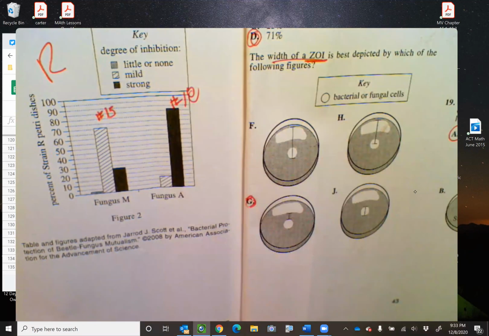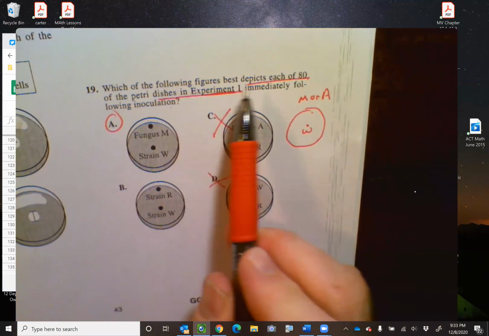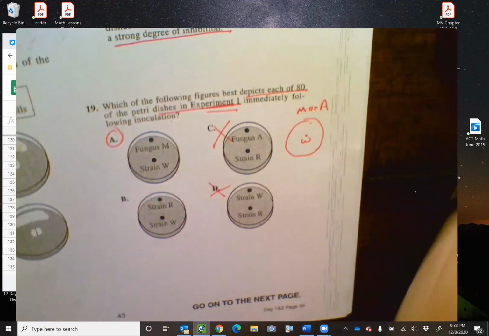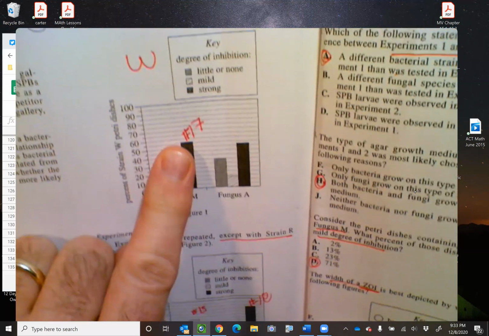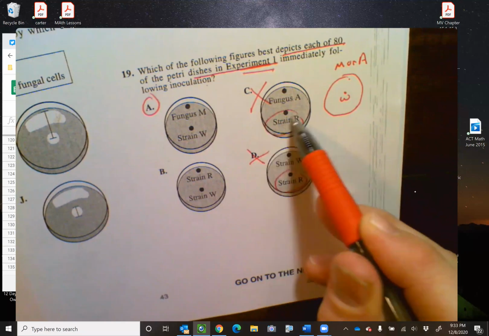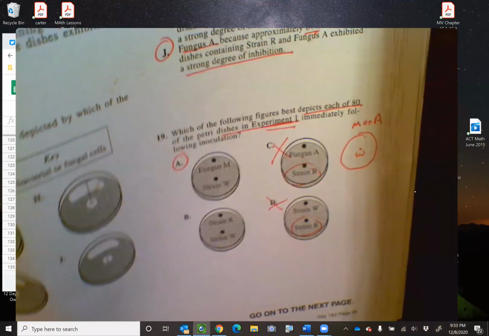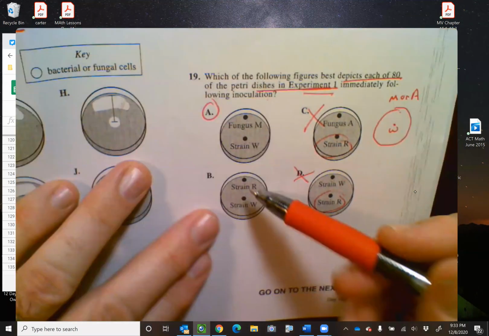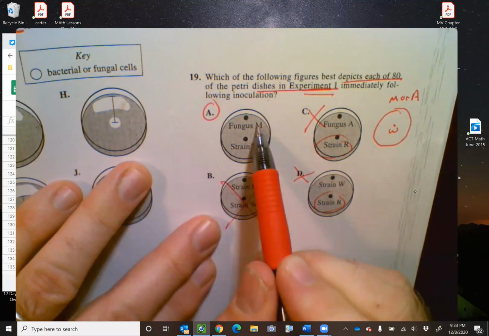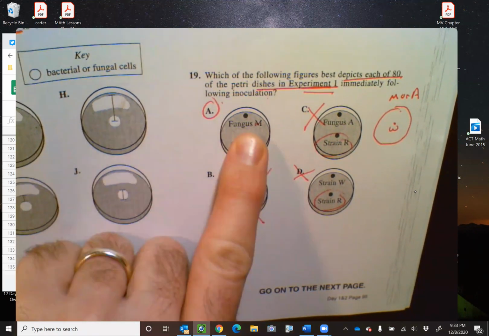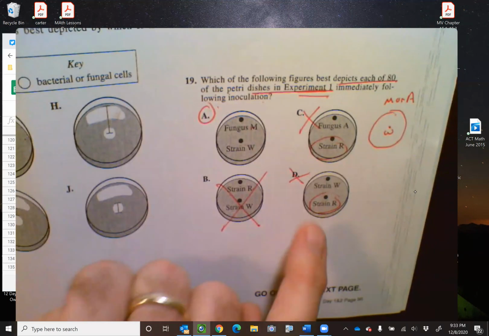The last one says, which of the following best describes each of 80 of the Petri dishes in experiment number 1? If I look at experiment 1, it's utilizing the W, right? So I know it can't be C or D because those are strain R. So it's got to be one of these. And then it's got fungus M and fungus A in it. Not R, fungus M. There we go, A. There would have been another choice if they had fungus A there instead, but of all the choices, that's the one.